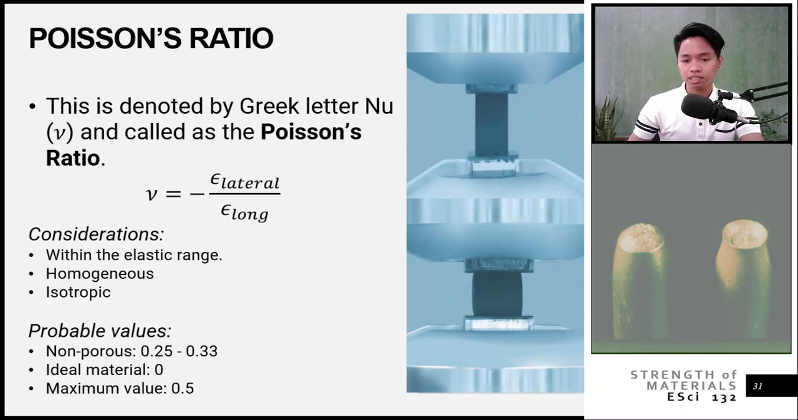So, therefore, the positive deformation on one side, if it elongates, is positive, right? So, the positive elongation on one side is a negative deformation on the other side. It elongates on one side and contracts on the other side, so negative. So, there is a negative sign to make the constant positive. Right? It becomes positive, because the lateral is negative.